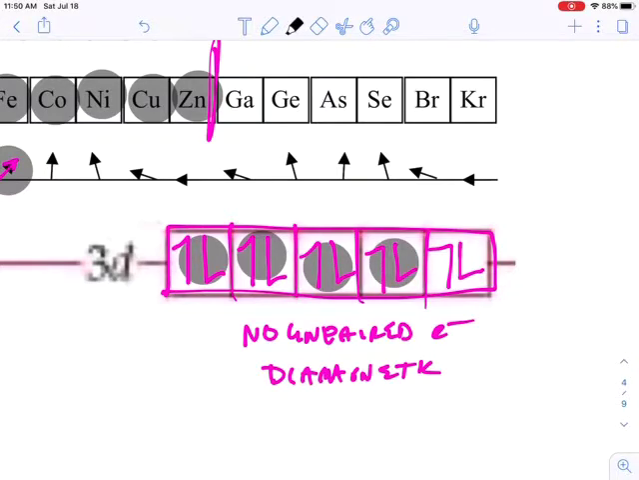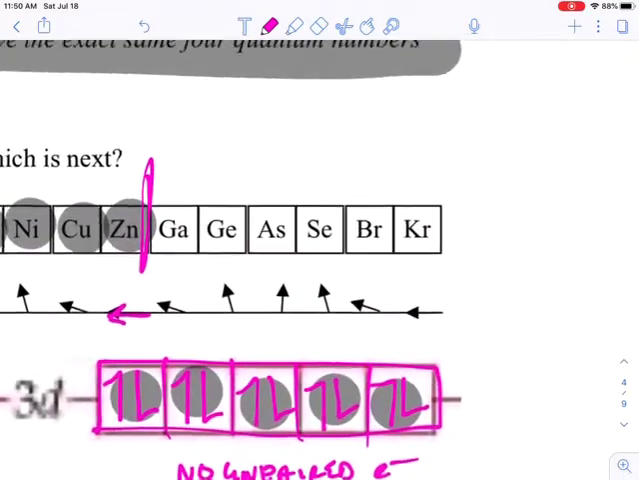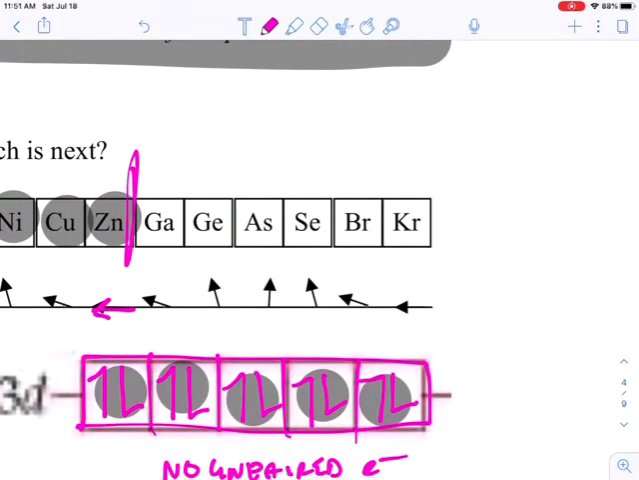So that's 1 up, 1 down, they cancel out. 1 up, 1 down, they cancel out. And sure enough, that's what we see for zinc over here. 0 response to a magnetic field.